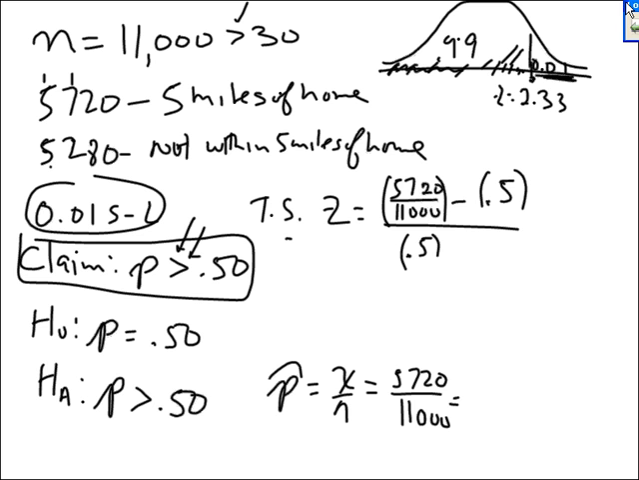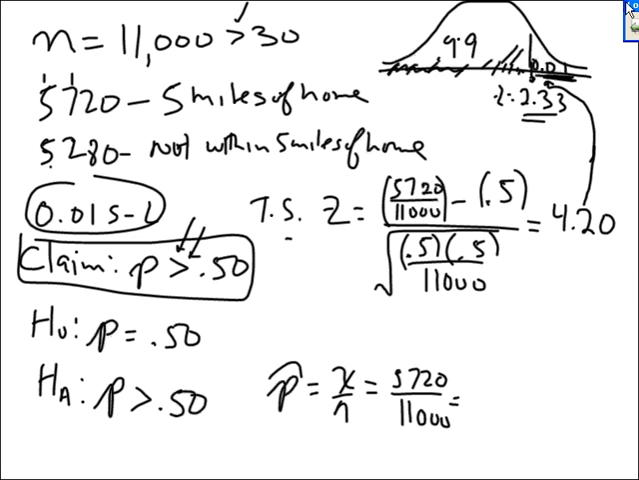And then we divide this by the square root of pq over n. Well, p is 50%, so q must be the other 50%. And we divide by n, which is 11,000, and take the square root of that bottom. Crank this through on your trusty calculator, and you get 4.20, which is a very large z-score. Actually, it doesn't even matter whether it's large or not. What matters is it's bigger than 2.33. So this 4.20 goes to the right of our cutoff.